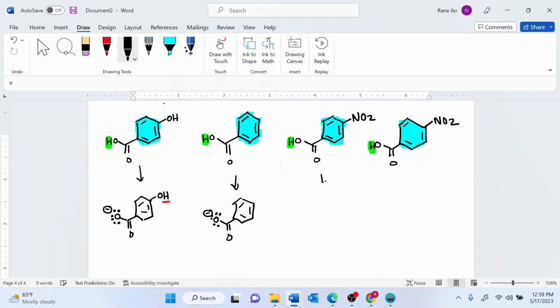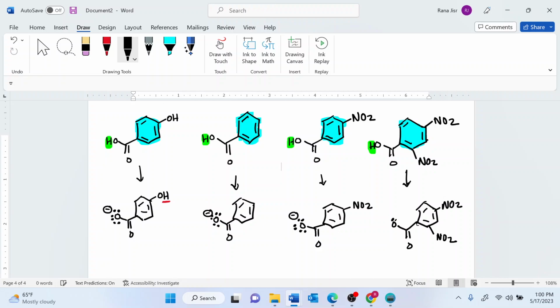So let's finish drawing the conjugate base for each one of them, and then determine what type of groups are on the benzene. There are two different types: electron donating groups and electron withdrawing groups. So we have the NO2. Let's put another NO2 in here. So we have a different structure. Okay. And then a carbon double bond O. Here you go. So all of these are the conjugate bases of the acids above.